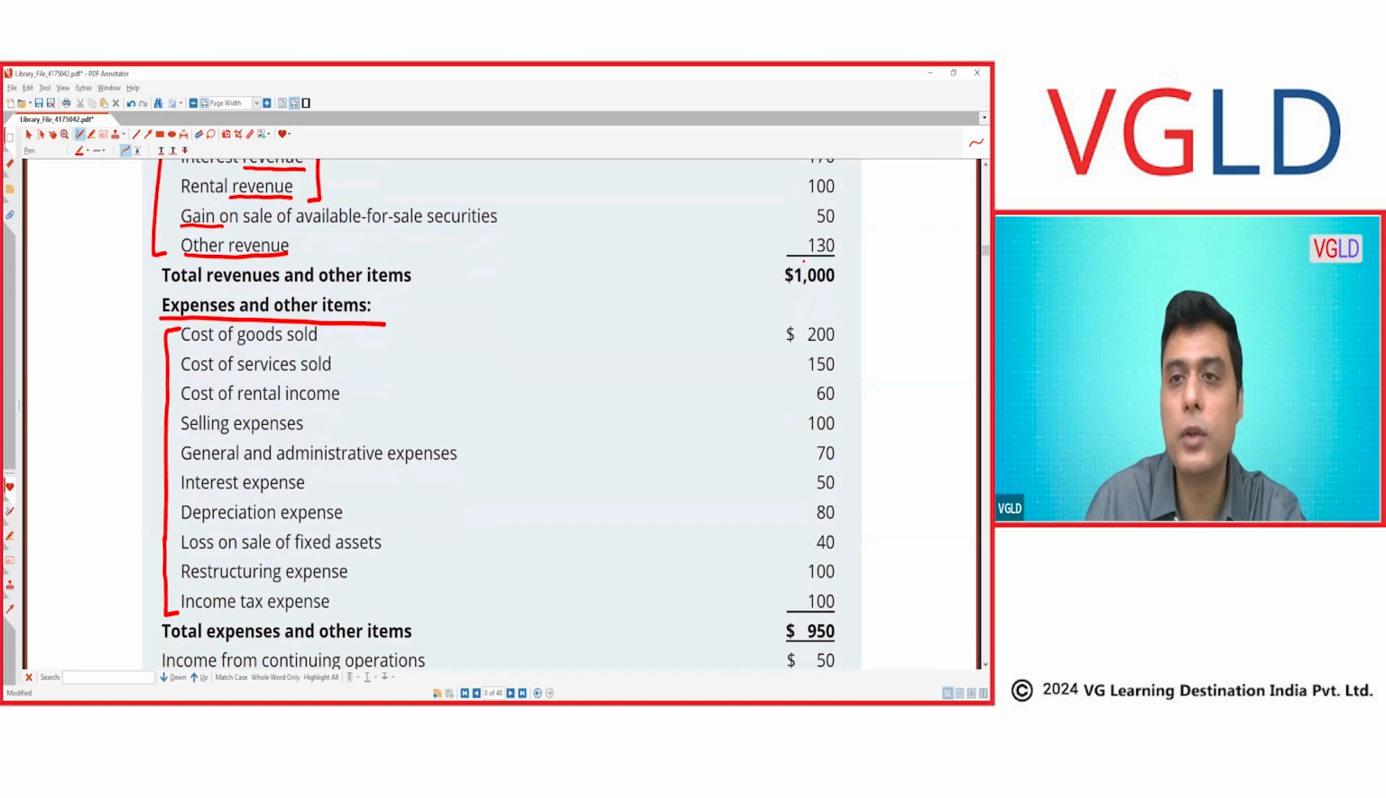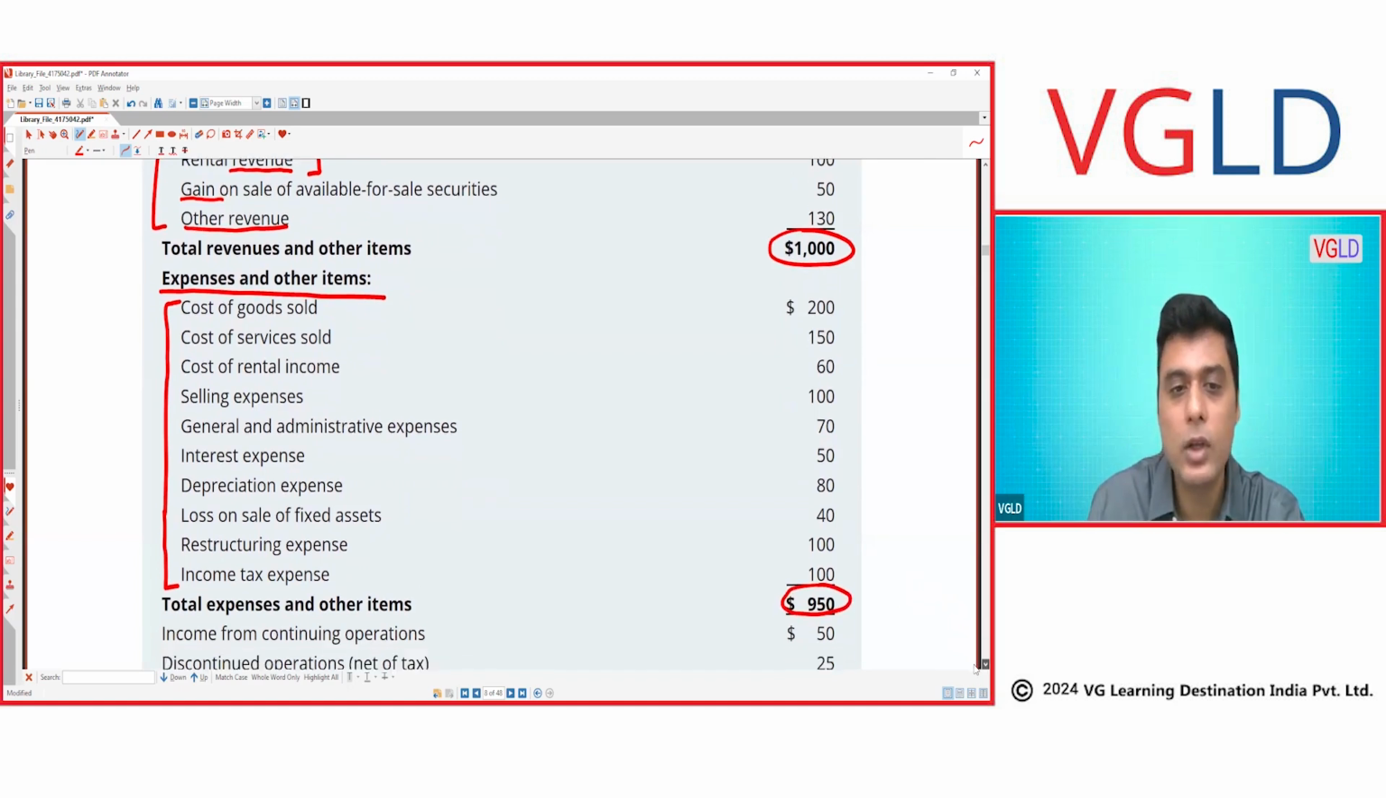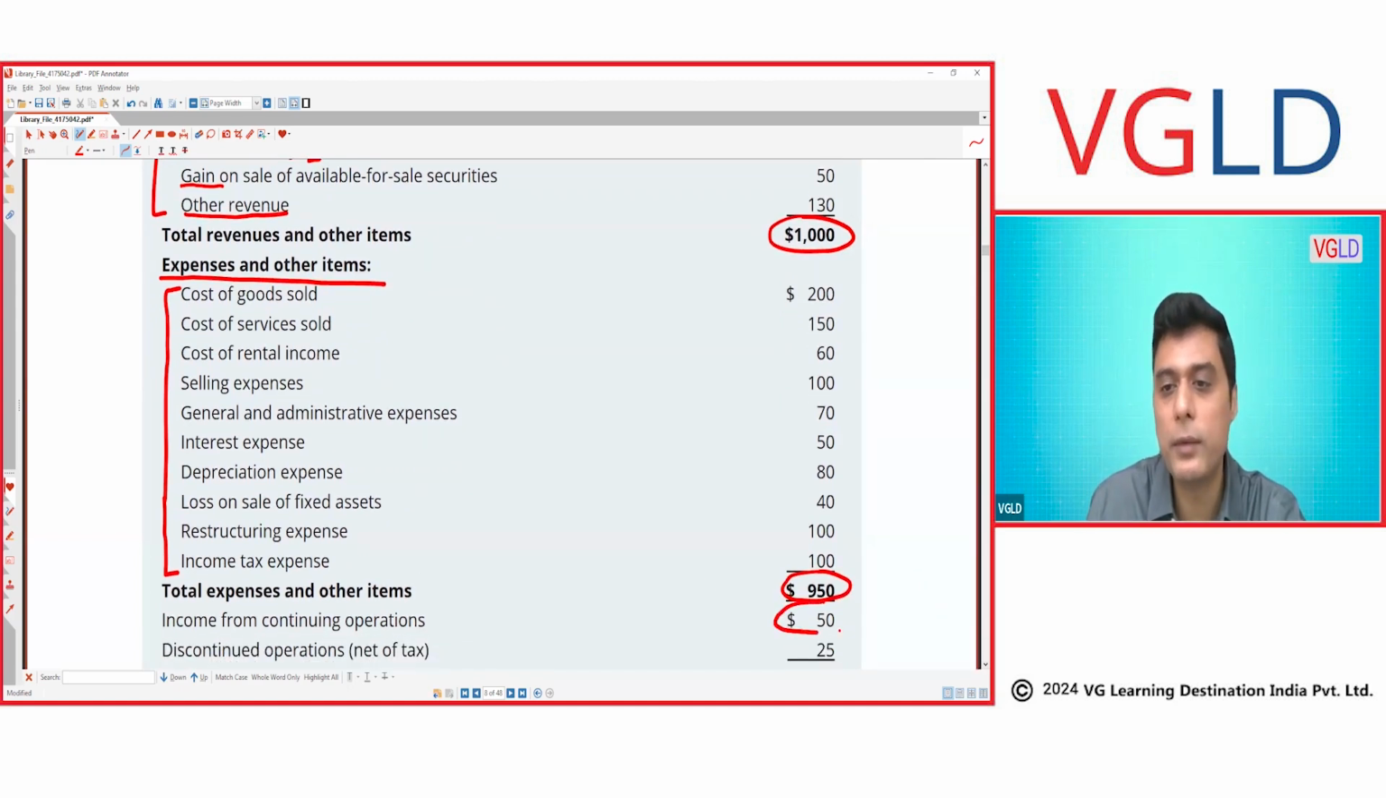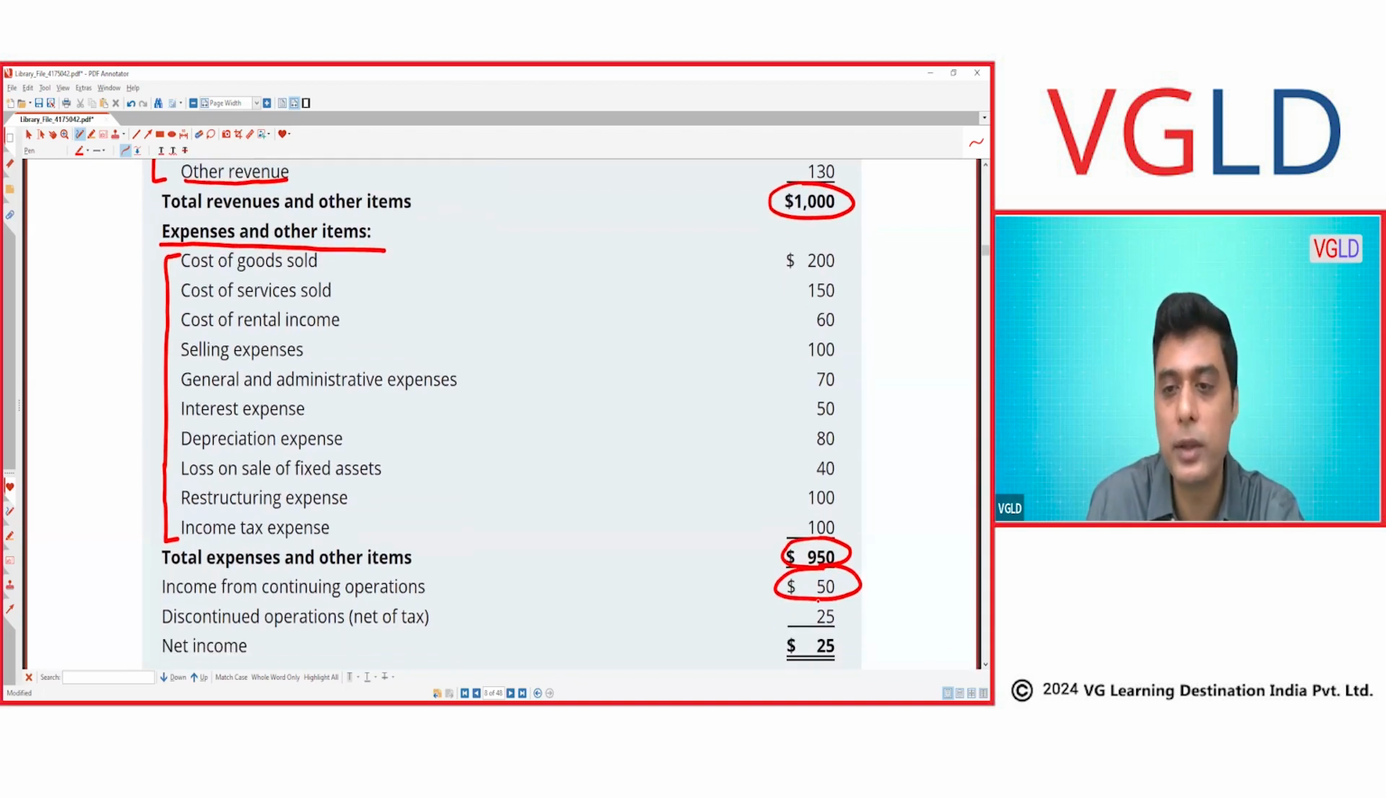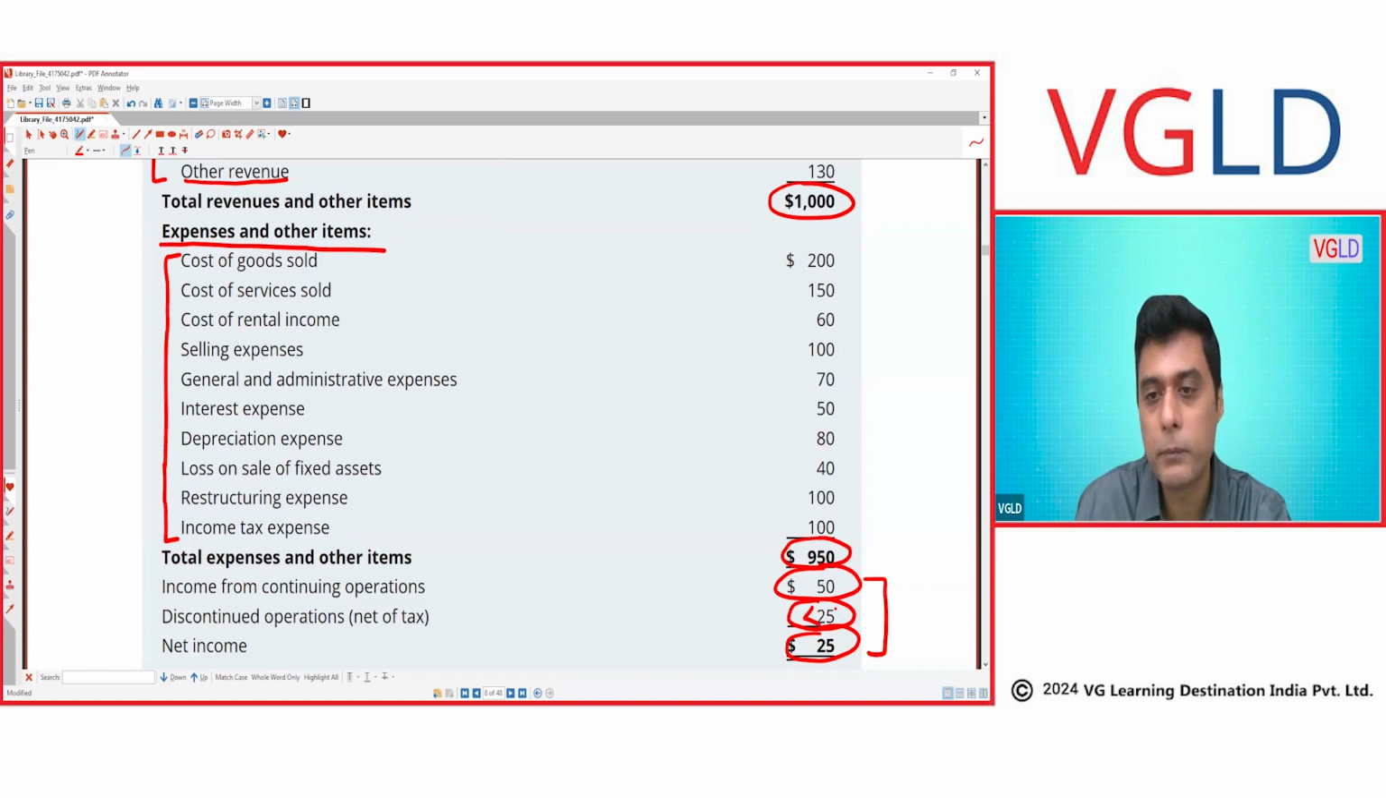Now you have total revenues and other items, 1000, and total expenses and other items, 950. So you have income from continuing operations, 50. Discontinued is still shown separately, and so your net income is 25. Right? So the answer obviously would be the same: 50 minus 25 is 25.